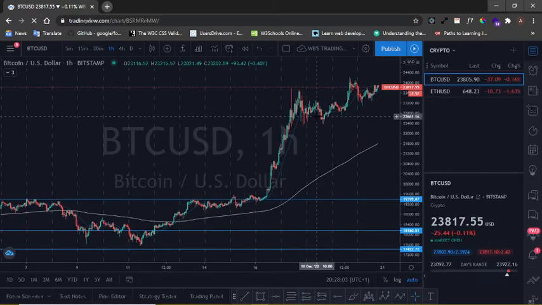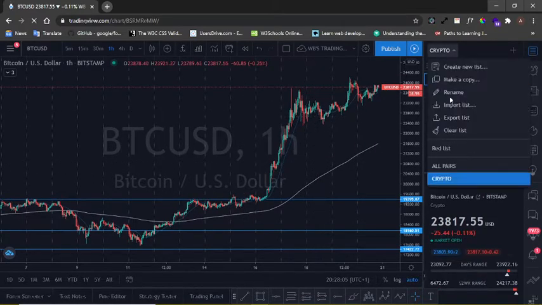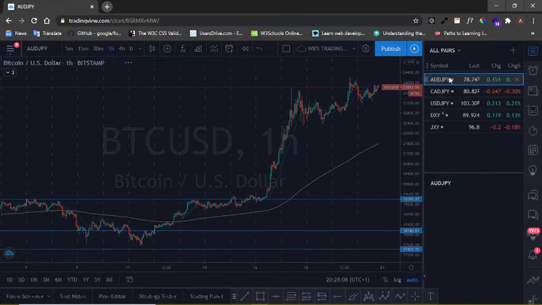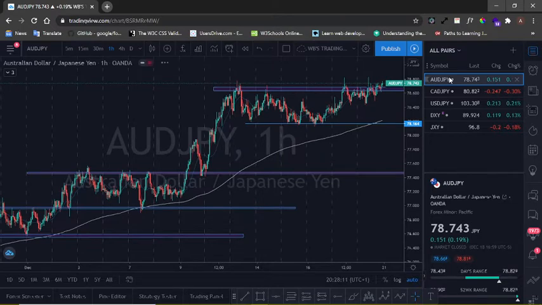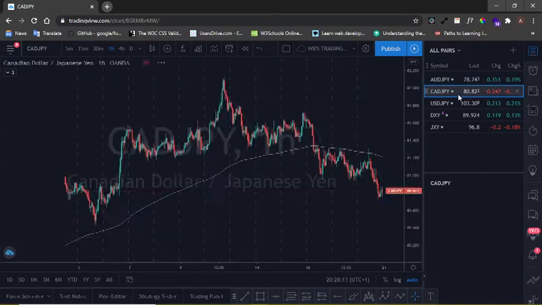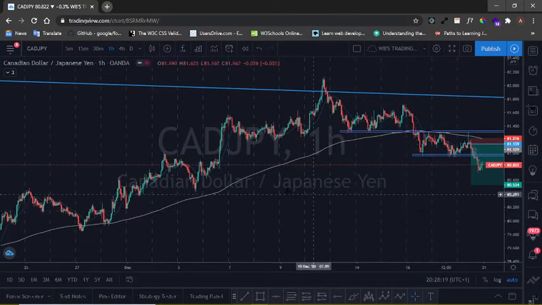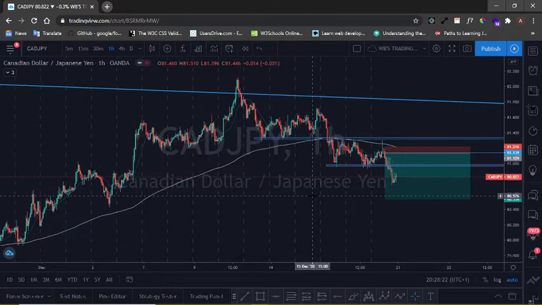Yeah, what we have here, this is Bitcoin. History is just repeating itself on Bitcoin. So these are the favorite pairs I trade most: AUD JPY, CAD yen, USD JPY, and yeah, that's all. What we can see here, we have a nice move on CAD yen.